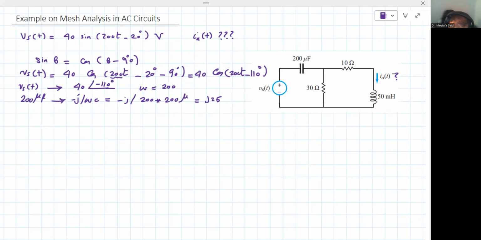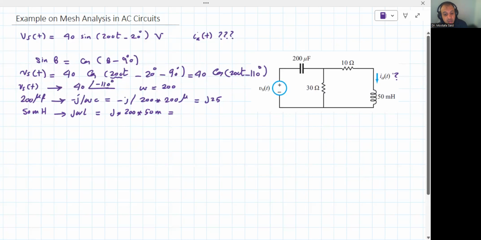Now we convert the inductor. The inductor is 50 millihenry, so that will be j omega L. Omega is 200, L is 50 millihenry, so by the end of the day it will be j10. You can calculate it and verify the answers.